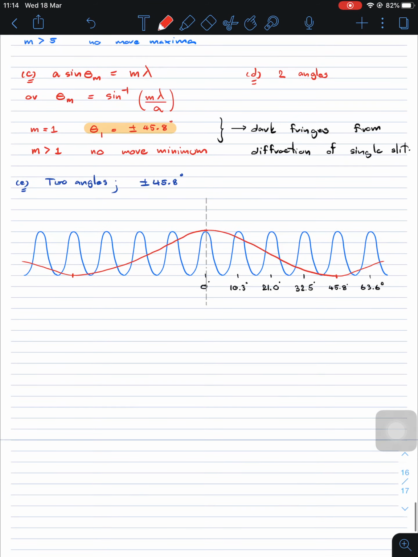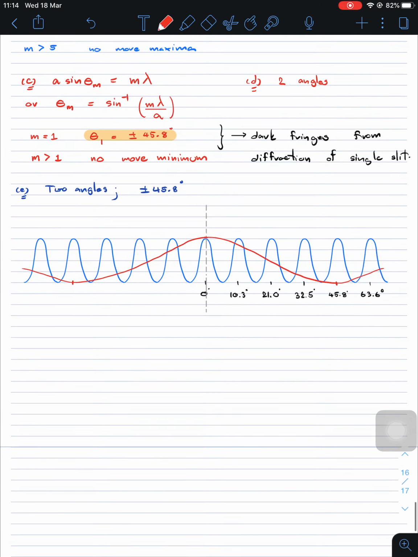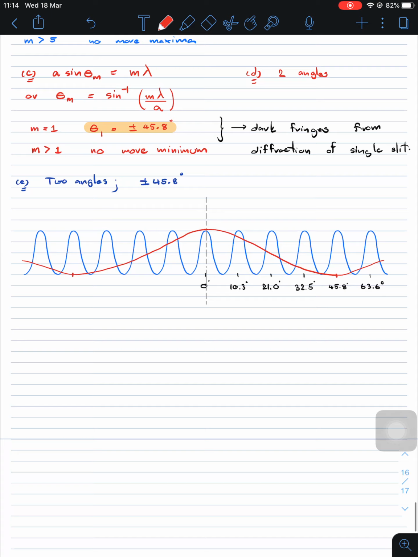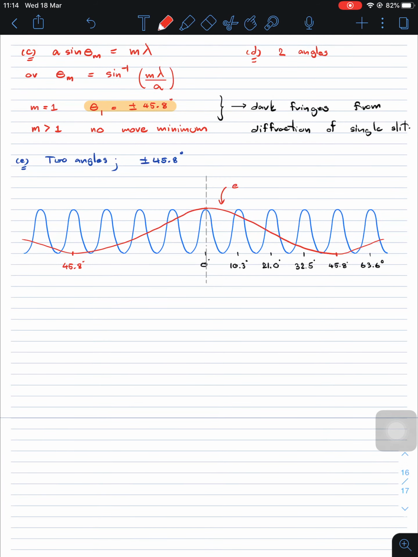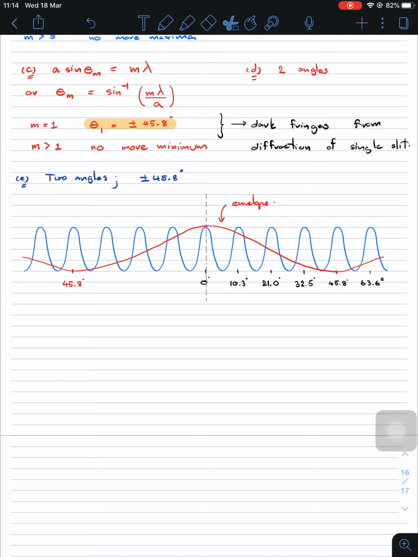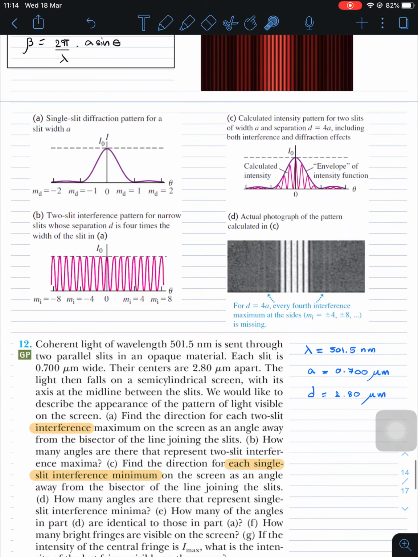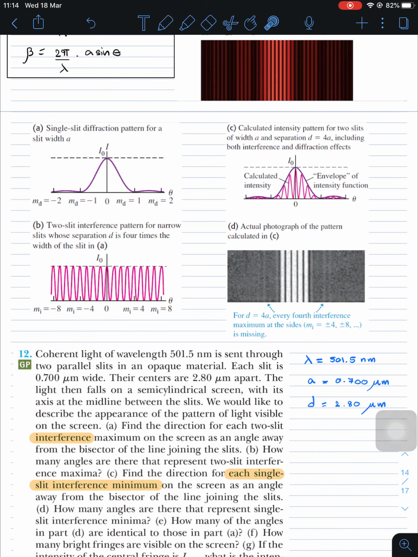So the red one just represents the diffraction pattern from the width of the single slit, and again this angle is 45.8 degrees. Don't forget that this is going to be the envelope of the total intensity. It means that the blue pattern from interference will be trimmed to the height of the red one here, just the same as this picture that you have seen already.